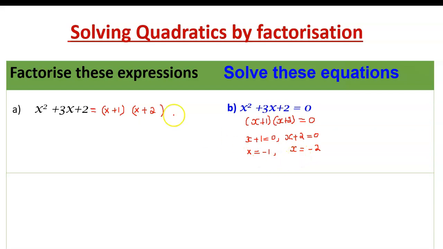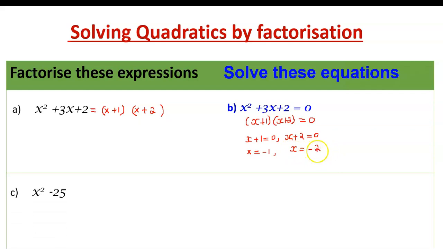Let me recap what we've done so far. First, we factorized the expression the way we learned. When we factorized it, we said these two factors must be equal to 0. Now, two numbers which, when you multiply them, give you 0: one of them must be 0. Either the first one must be 0, or the second one must be 0. The first one being 0 simply means x must be equal to minus 1. The second one being 0 simply means x must be equal to minus 2. So this is how you solve it.